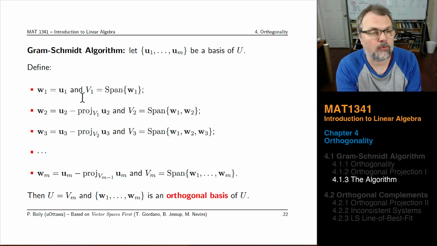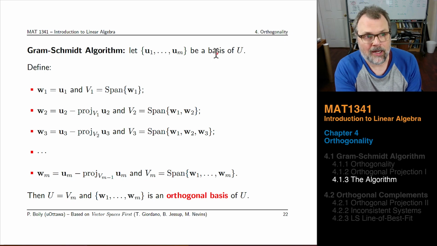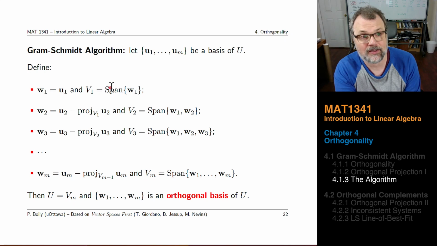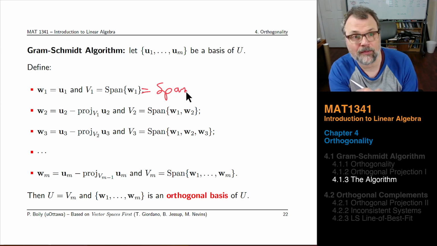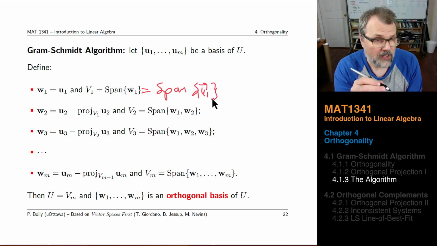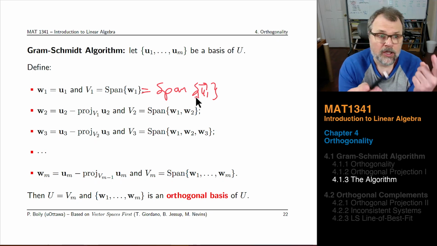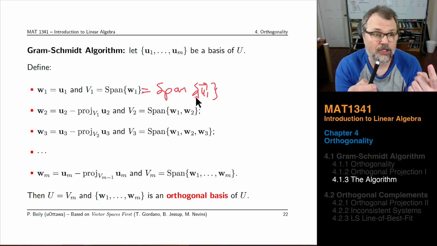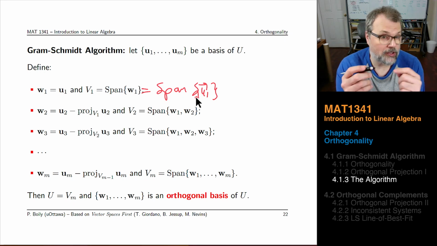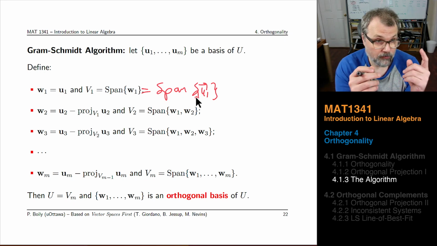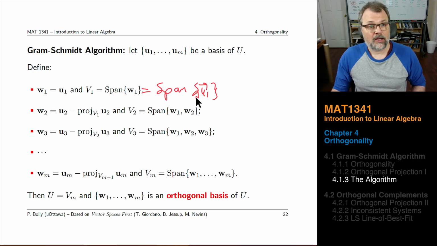Easy, w1 will be u1. Great. And I'm going to create a new subspace v1, which is the span of w1. That happens to be exactly the span of u1. Because w1 and u1 are the same thing. Next up, I create the vector w2, which is u2 minus the projection of u2 on v1. Create a new subspace v2, which is the span of w1, the previous vector I had, and w2, the new vector that I found.